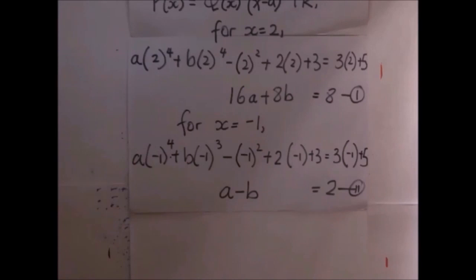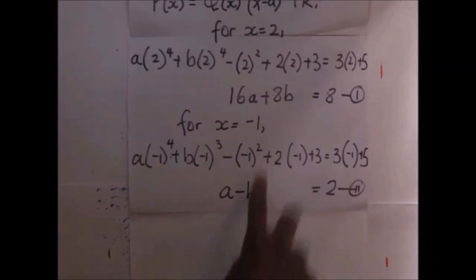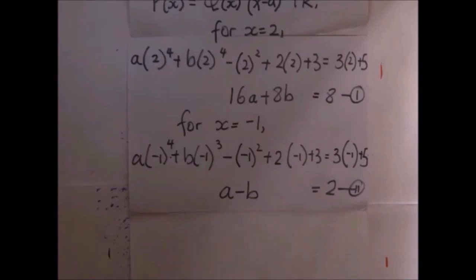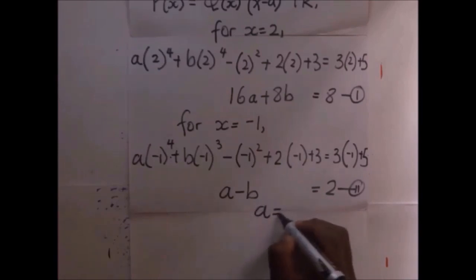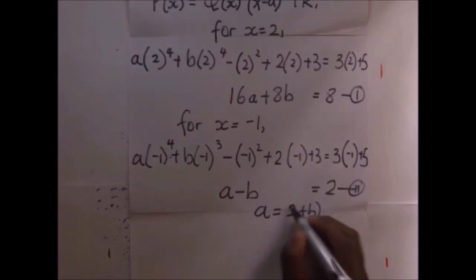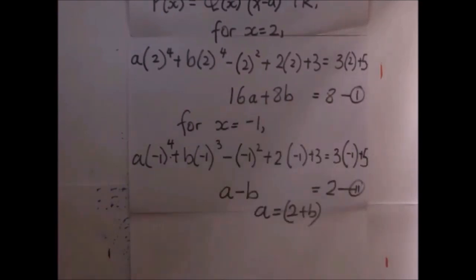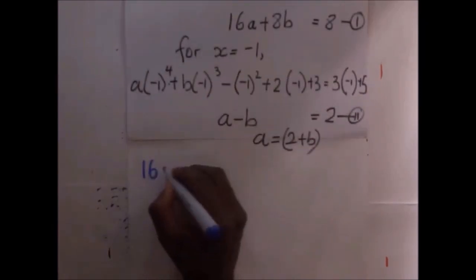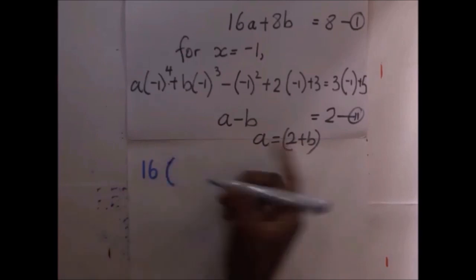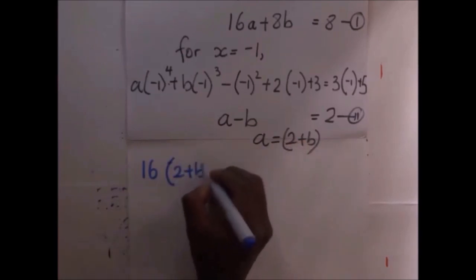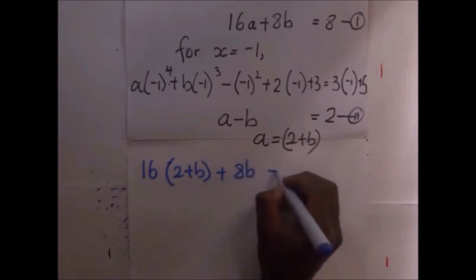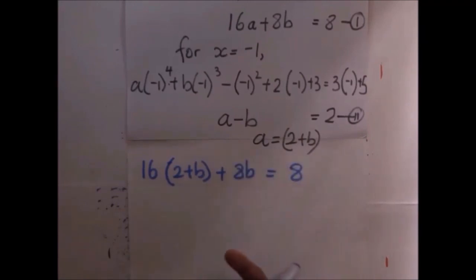So we shall solve those two equations simultaneously, most easily by substitution. If we make a the subject of the formula here, a will be equal to 2 plus b. So we substitute for the value of a in this expression and we get our answer. So it's going to mean 16 into a, which is 2 plus b, plus 8b is equal to 8. So we calculate and get our value of b.